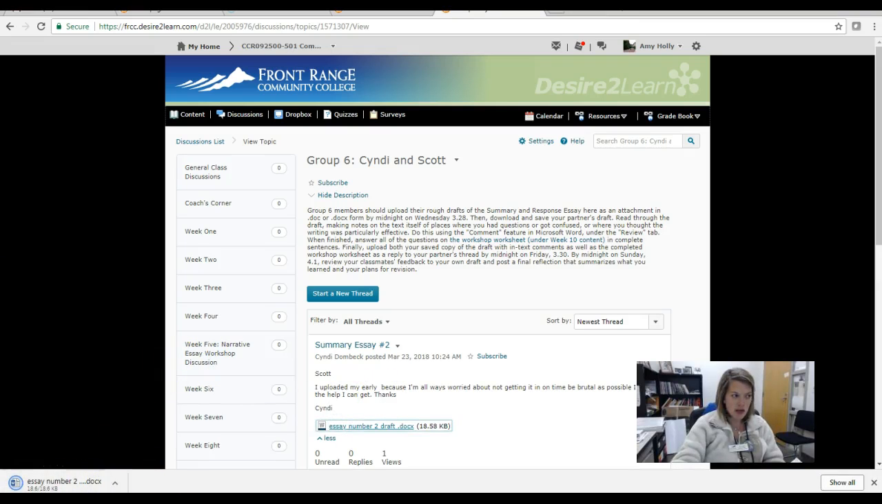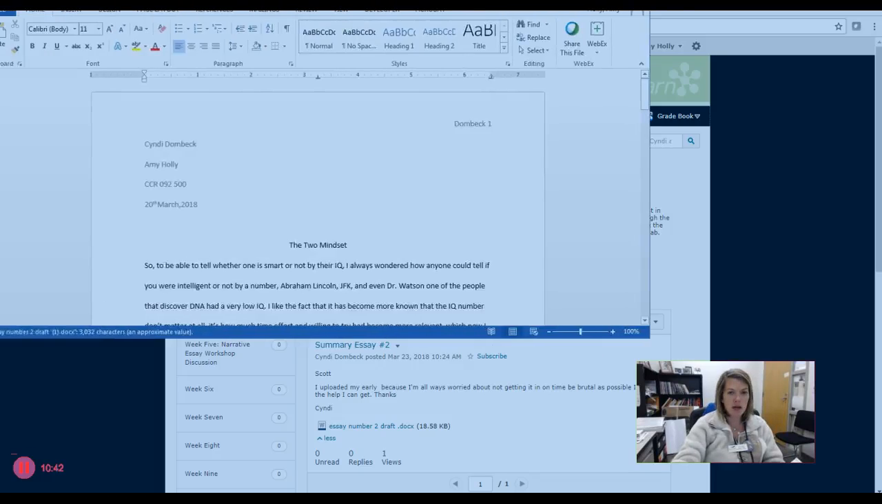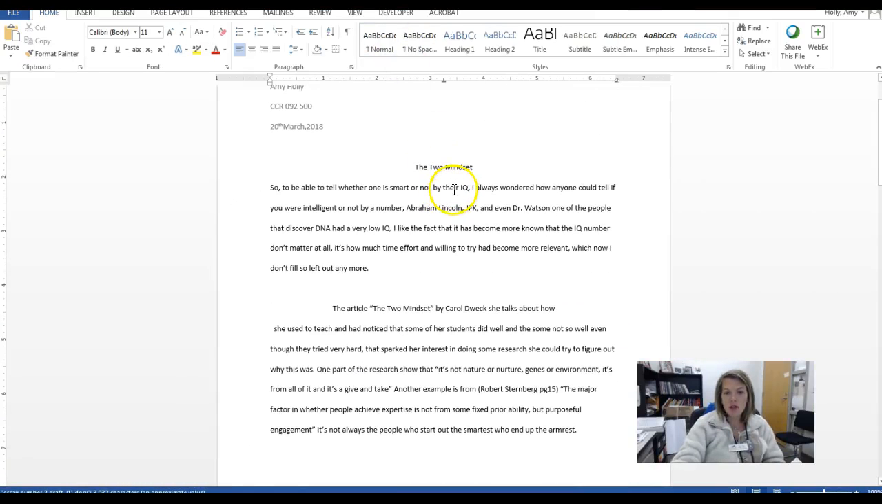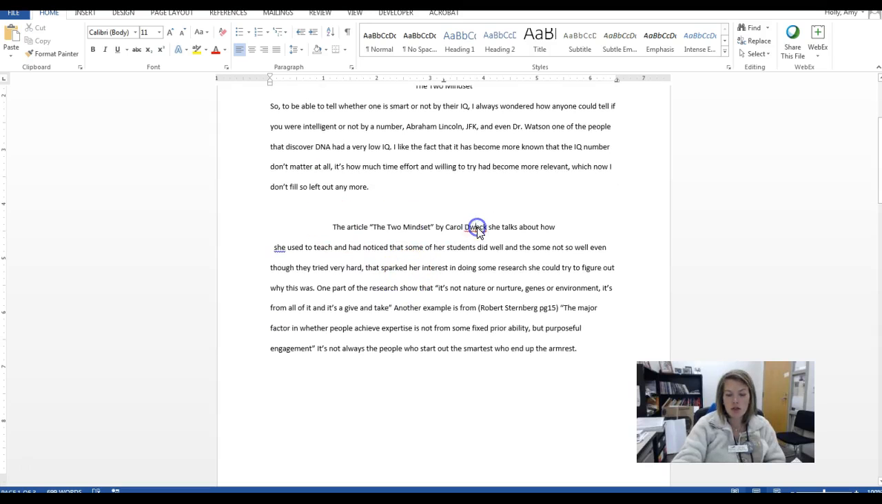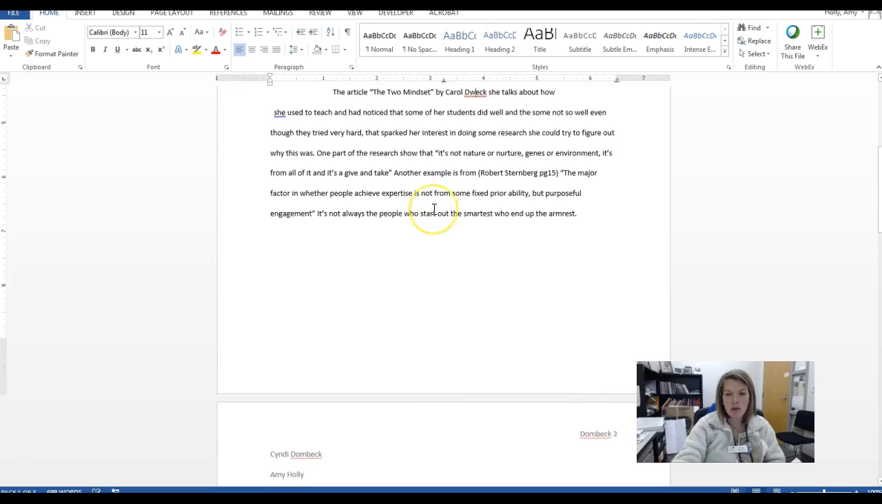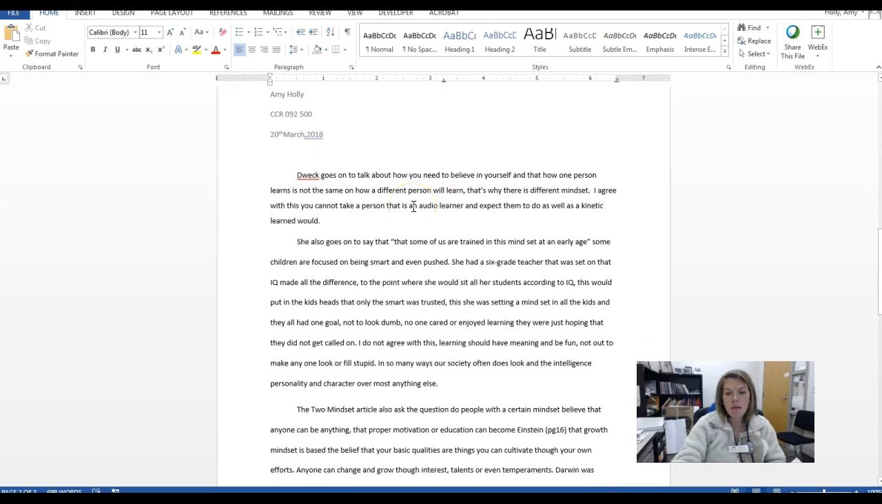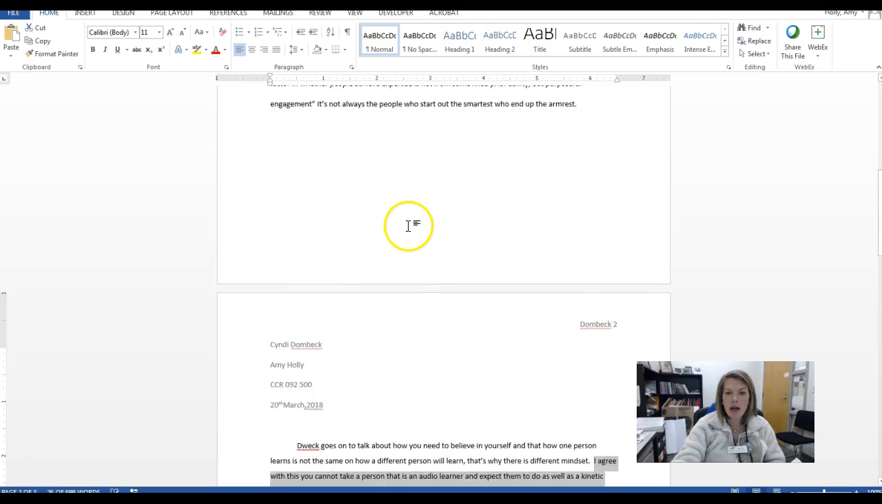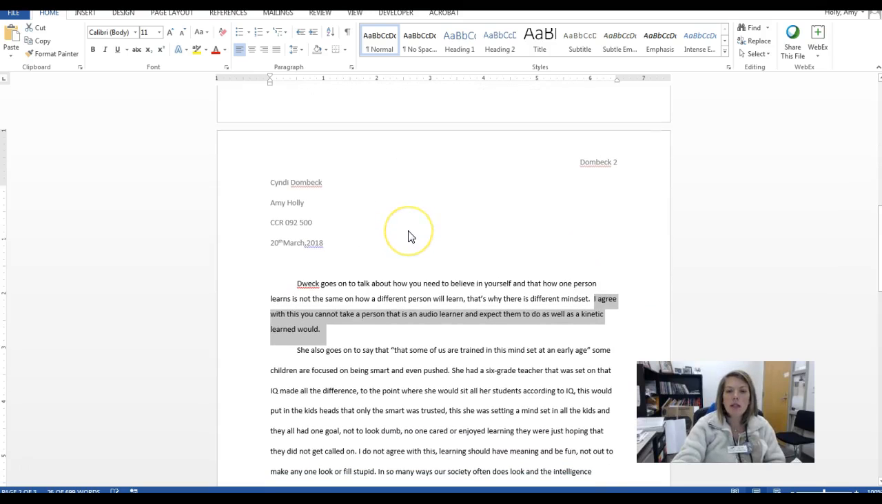So Scott's going to review her essay, of course, and Scott usually gives really good feedback, so I have no worries there. But I do want to point out that while Cindy has a really good introduction, she does introduce the article and go into the summary portion of the essay right there. That's really about all we get. Dweck goes on to talk about, she does say, I agree with this point here, but that's kind of the extent of this paragraph itself, and I can't see anywhere where Cindy sums up all of her response points in a thesis after the summary portion of the essay.